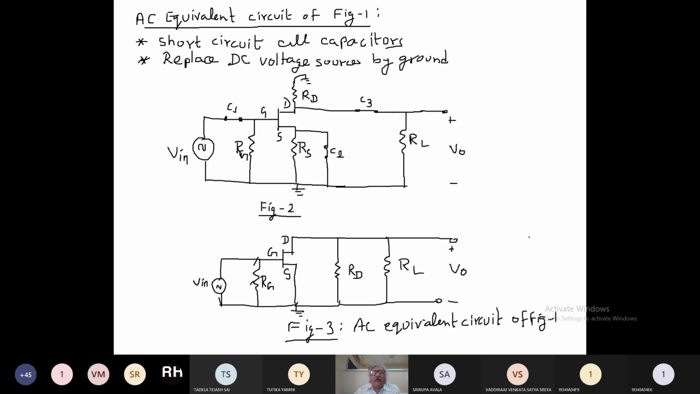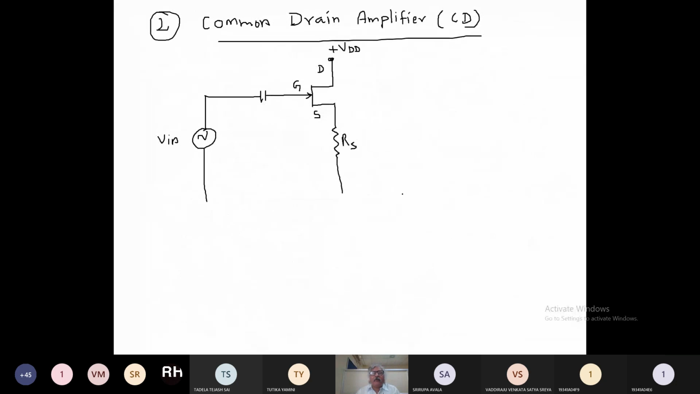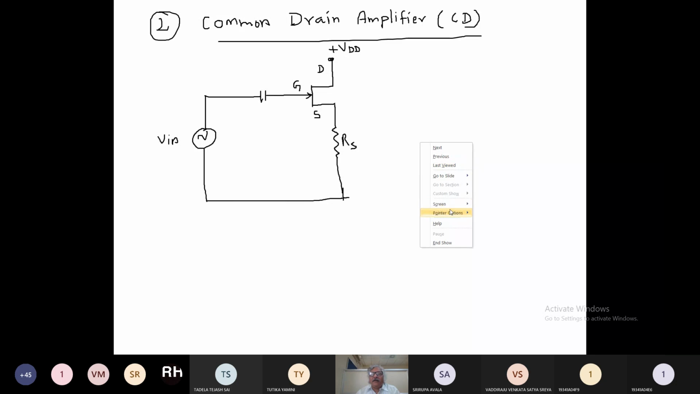But in case of common drain amplifier, you have to take the output across the source terminal and ground, right? Across the source terminal and ground. So what you can do here? Here you can take V out. Directly across the resistance which is connected at the source terminal, you can take the output. So RS acts as a load resistor, or sometimes you can connect a separate load resistor also, like this.